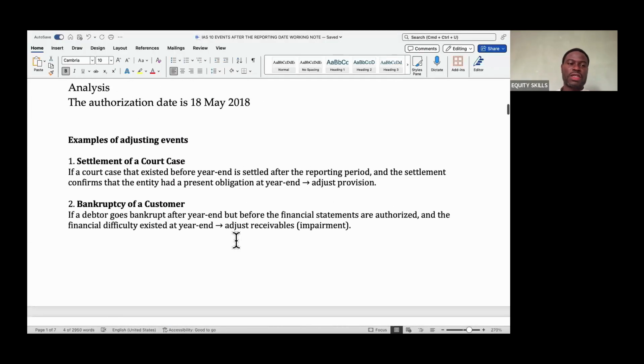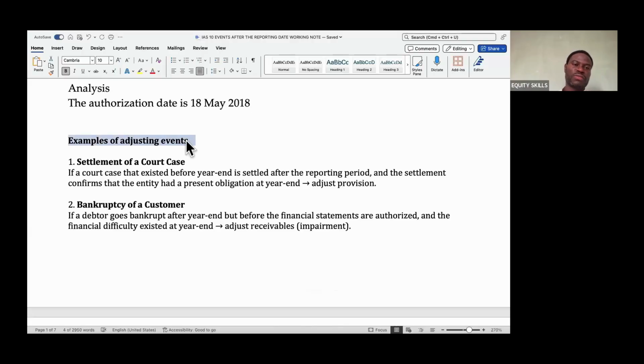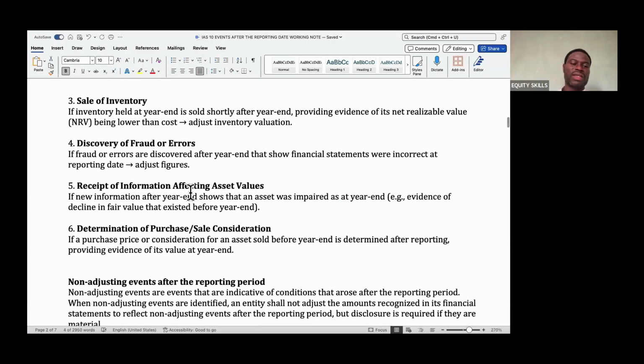So I have seen a question before that asked you to mention 3 examples of adjusting events. So you need to be able to mention at least 3 or 4 in the exam.